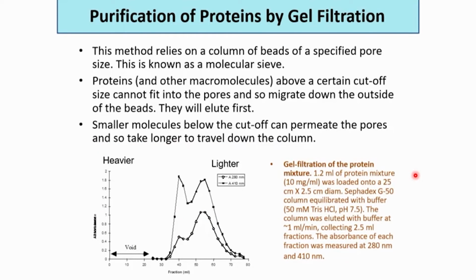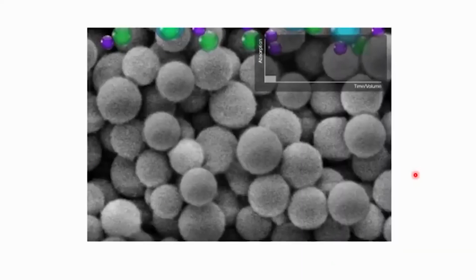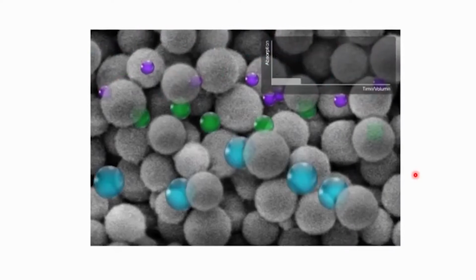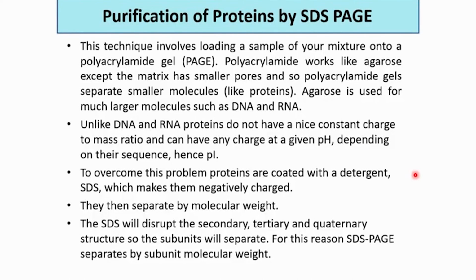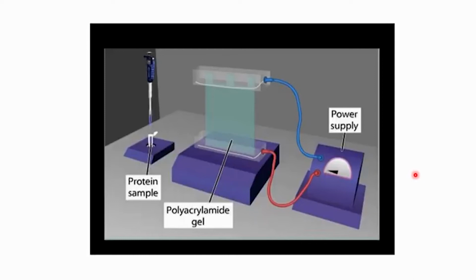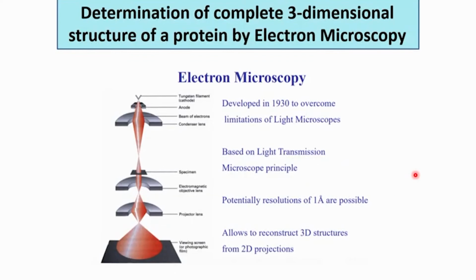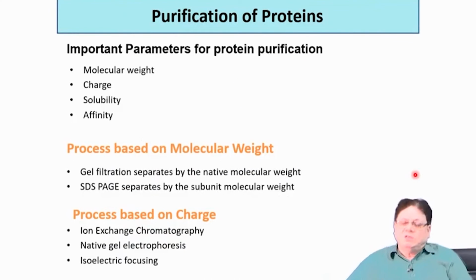Now, we have completed the structure analysis. Now, we come to purification of proteins. For any purification method, you have to see what type of properties these molecules have, so that you can utilize them. Okay. So, let us see what are the parameters that a protein possesses.